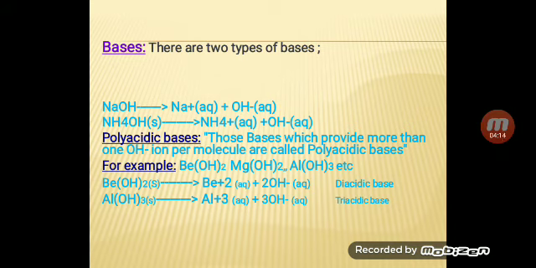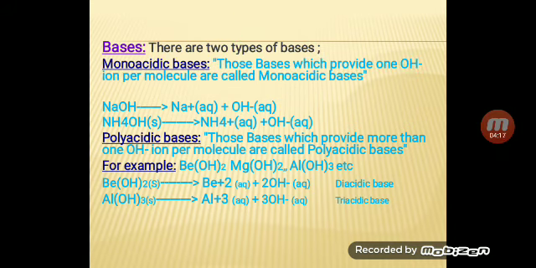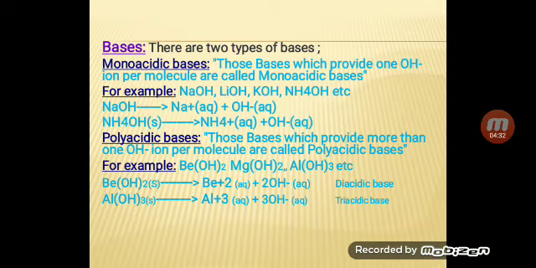Now, bases. There are two types of bases, that is monoacidic base and polyacidic base. The first one is monoacidic base. Those bases which provide one hydroxyl ion per molecule are called monoacidic bases. For example, sodium hydroxide, lithium hydroxide, potassium hydroxide, ammonium hydroxide, etc. because these contain one hydroxyl group per molecule. While polyacidic bases are those bases which provide more than one hydroxyl ion per molecule. For example, beryllium hydroxide, magnesium hydroxide, or aluminum hydroxide.